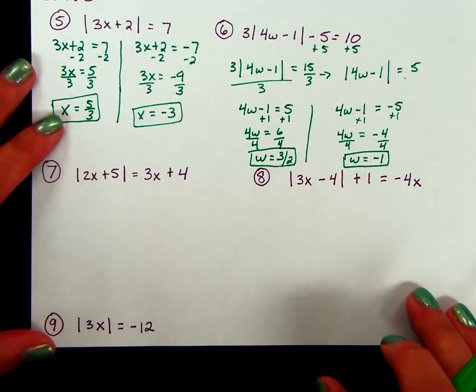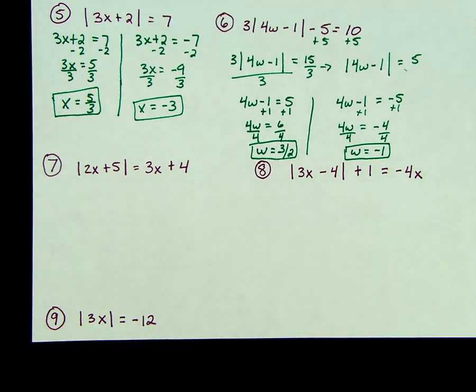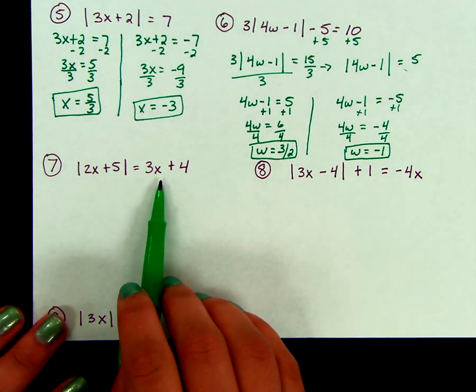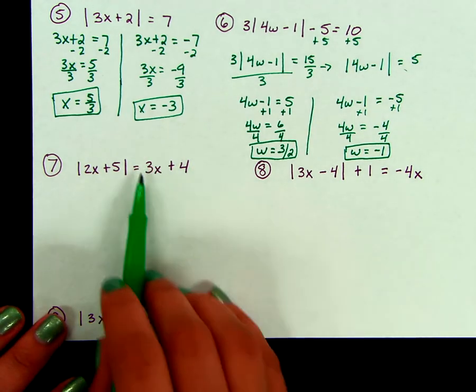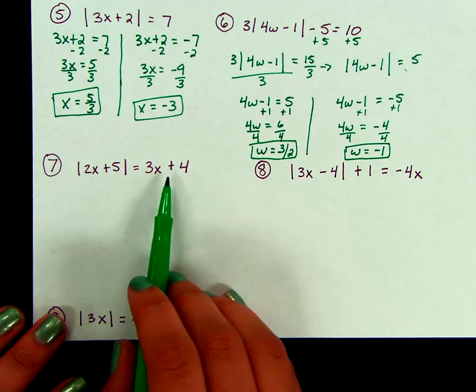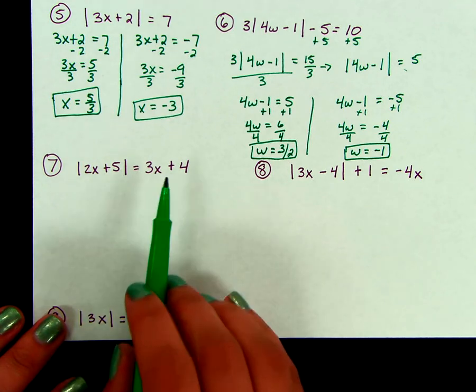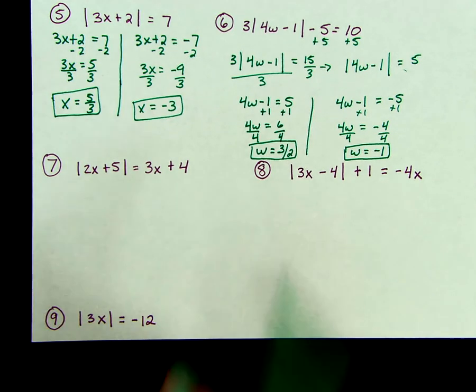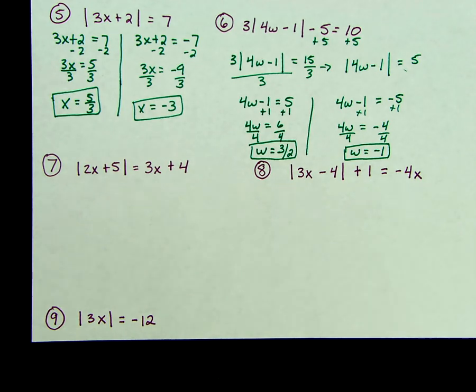All right, next one. So it looks like we don't have to isolate our absolute value, but for this one, we do need to check our solution because we have an x on this side. So this side might accidentally end up being negative, and an absolute value can't equal a negative number. It always has to be equal to a positive number. Okay. So let's start by writing our two equations.